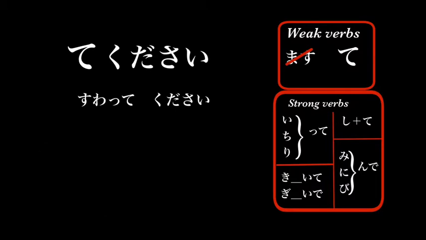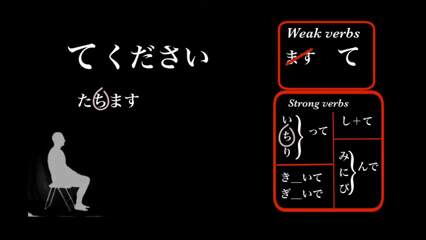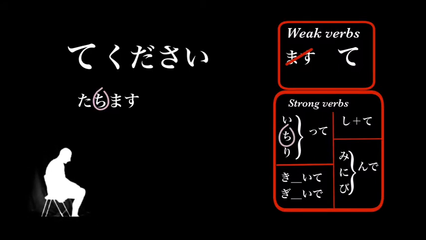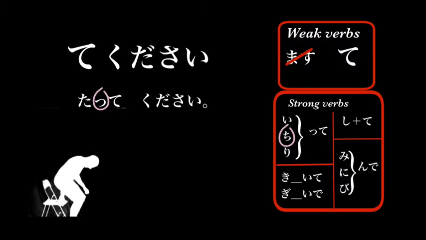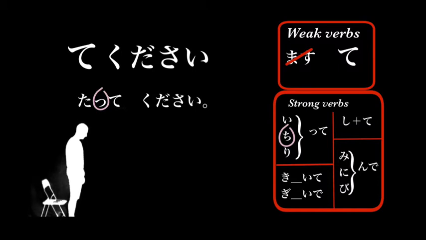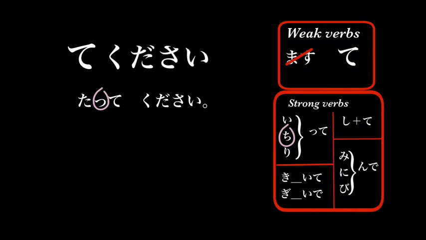The verb tachimasu, to stand. Tachimasu. It's a strong verb with chi if we remove the mas. We change that to a little tsute according to our rules. Tatte kudasai. Please stand up.